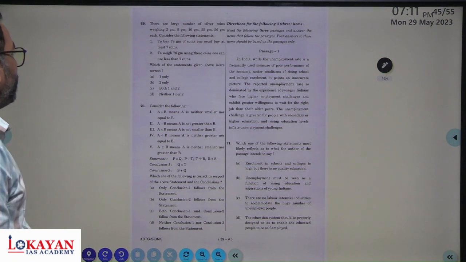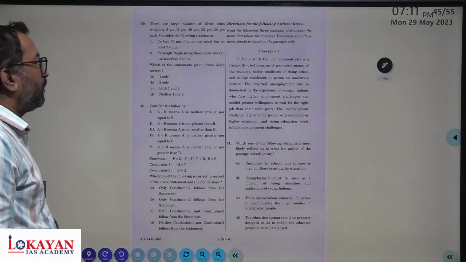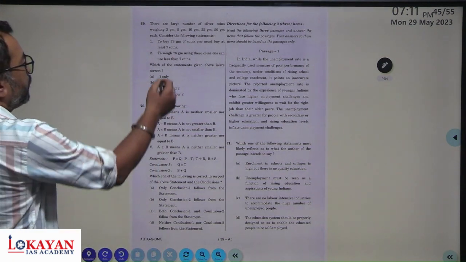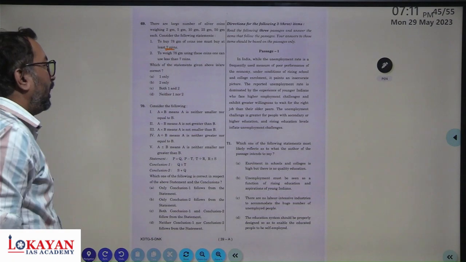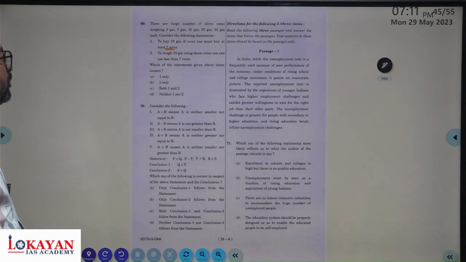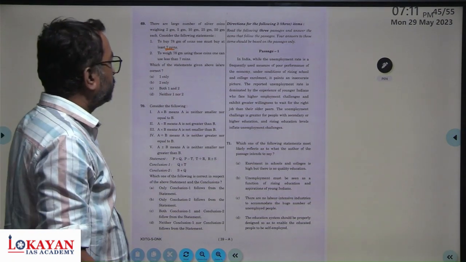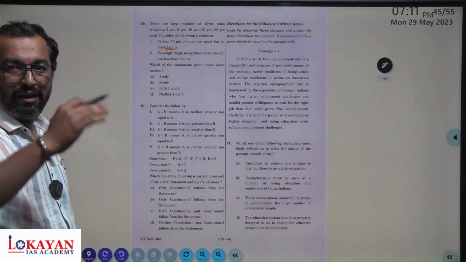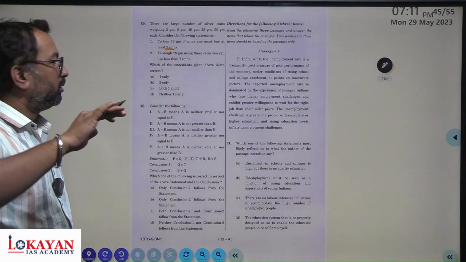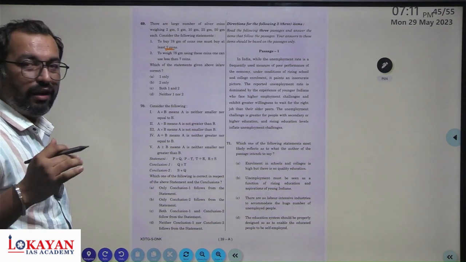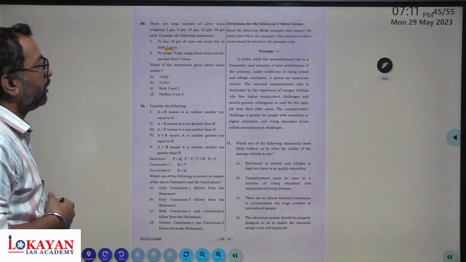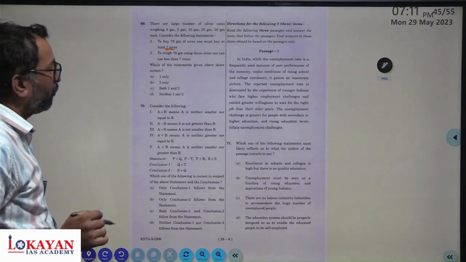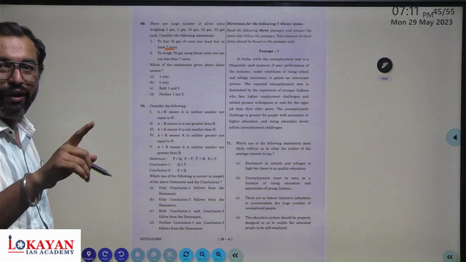Consider the following statements. To buy 78 gram of coins, one must buy at least 7 coins. And to weigh 78 gram using these coins, one can use less than 7 coins. Now, there is difference between these two statements. They may seem similar, but they are different. How? Let's see. To buy 78 gram of coins, one must buy at least 7 coins.